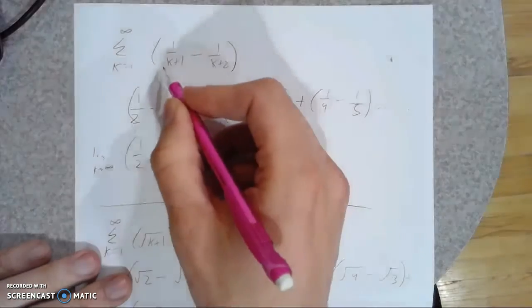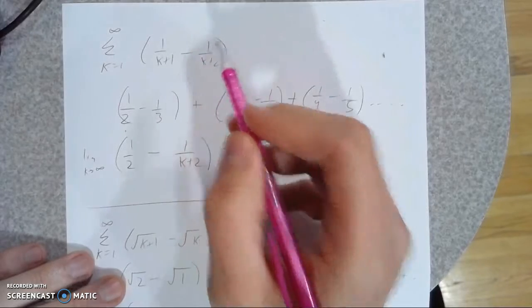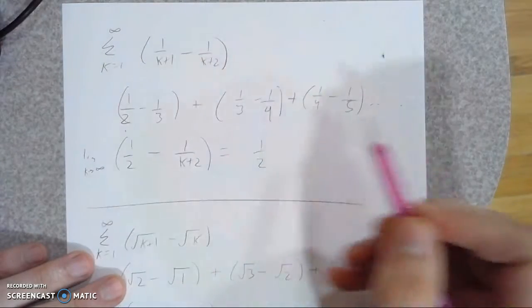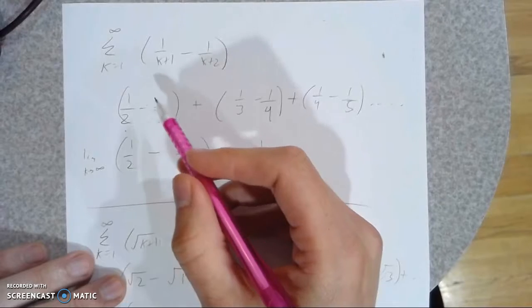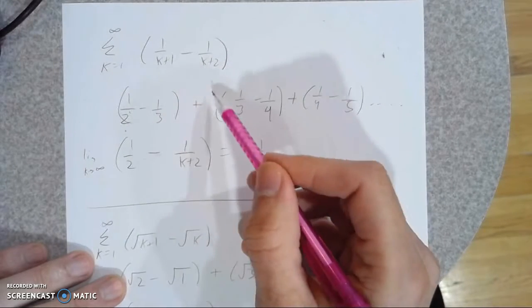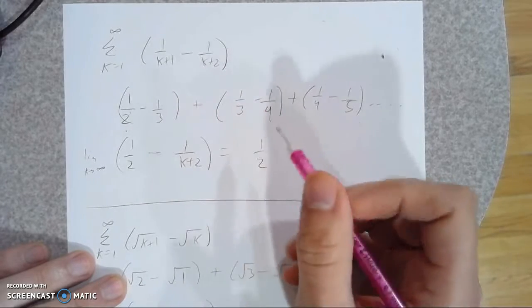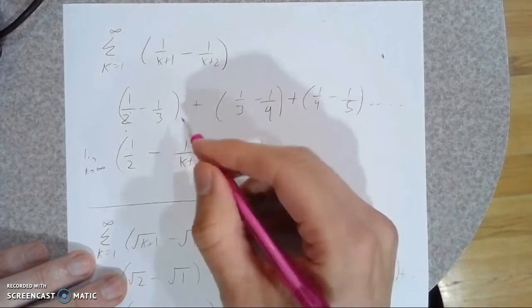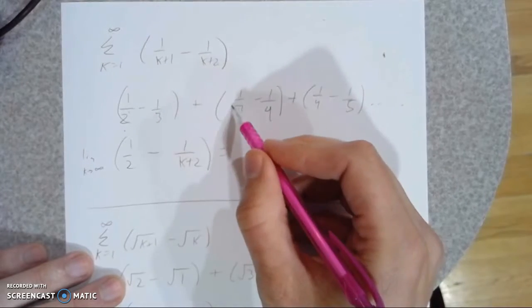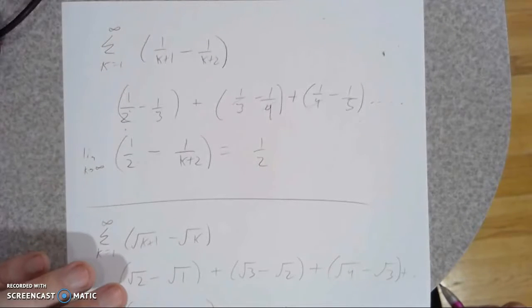So here's an example of a telescoping series, 1 over k plus 1 minus 1 over k plus 2. I just wrote down the first few terms of this so you can see what's happening. If you put in 1, you get 1/2 minus 1/3. If you put in 2, you get 1/3 minus 1/4. If you put in 3, you get 1/4 minus 1/5. And you can see every middle term as far out as you sum is going to cancel.